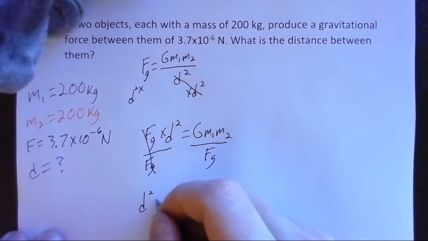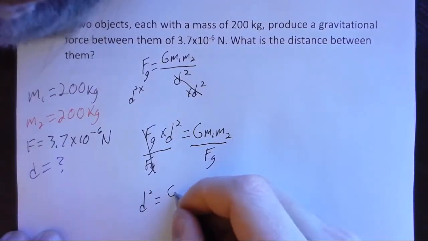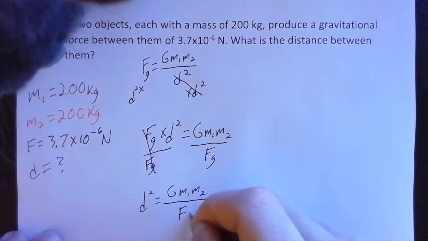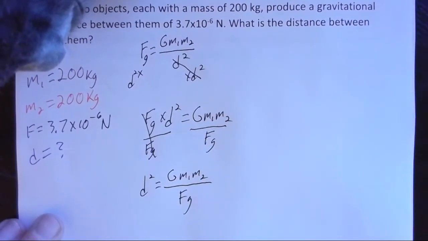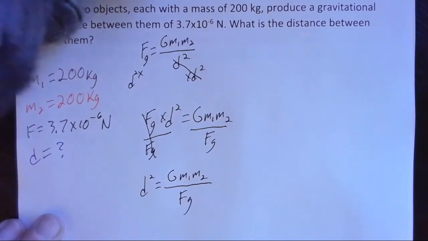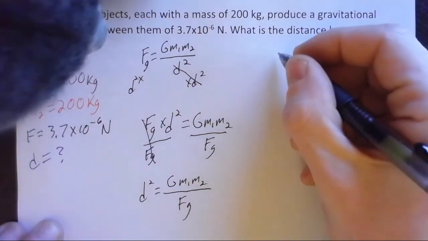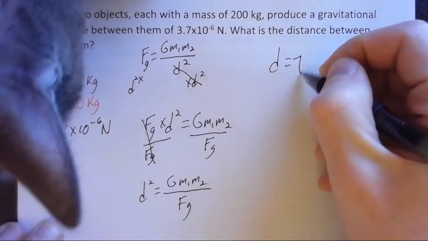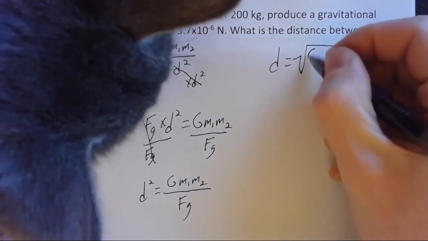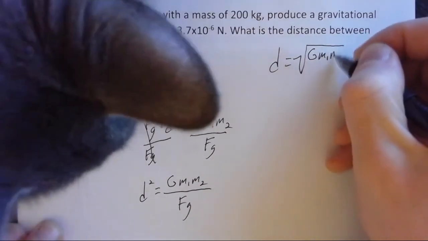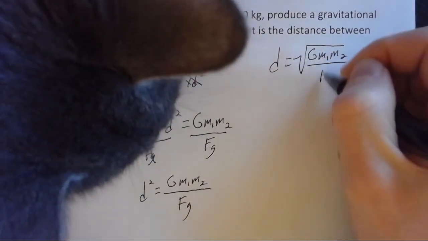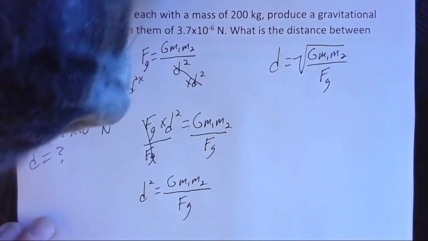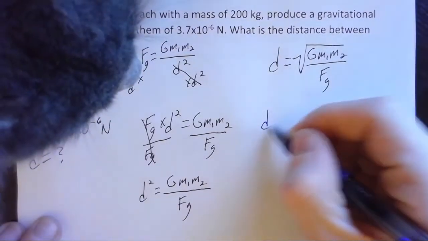We can then move the force of gravity to the other side by dividing it on both sides. This gives us the distance squared is equal to the gravitational constant times the mass of the first object times the mass of the second object divided by the force of gravity. However, we're not solving for the square of the distance, we just want the distance by itself. So we'll have to remove the square by square rooting the other side. This gives us the final equation of distance is equal to the square root of the universal gravitational constant times the mass of the first object times the mass of the second object divided by the force of gravity.